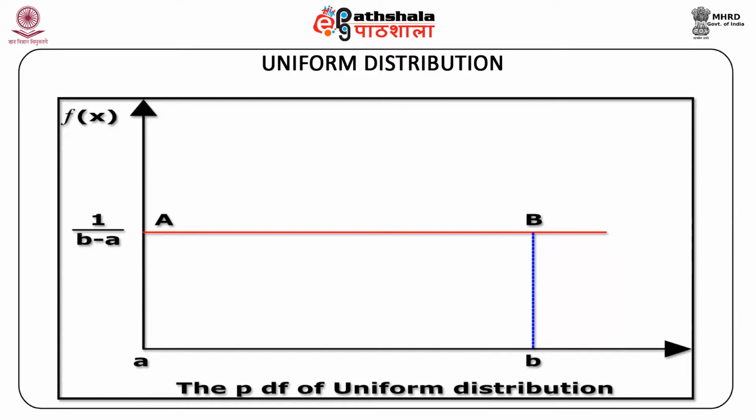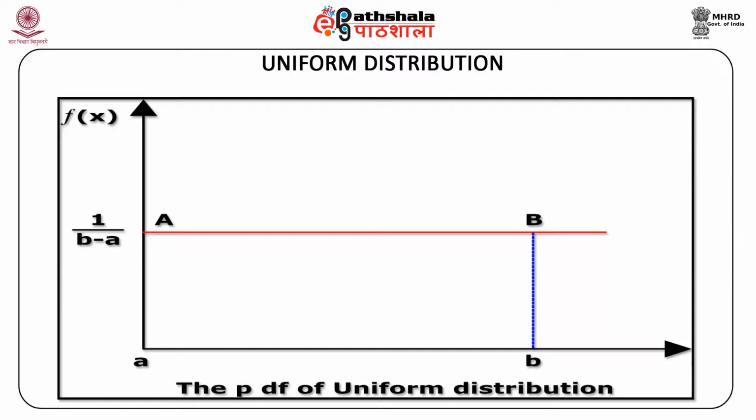Its graph is shown by a horizontal line over the entire range of values from its lower end point a to higher end point b, whose height is equal to the probability 1 divided by b minus a. The total area under the curve can be simply calculated as the area of the rectangle, which is equal to height into width. Here the height is equal to 1 divided by b minus a, and width is the interval over which the distribution is defined, which is equal to b minus a.